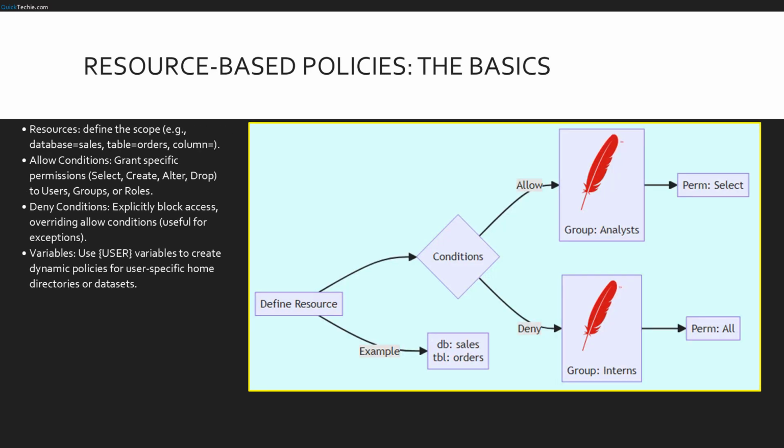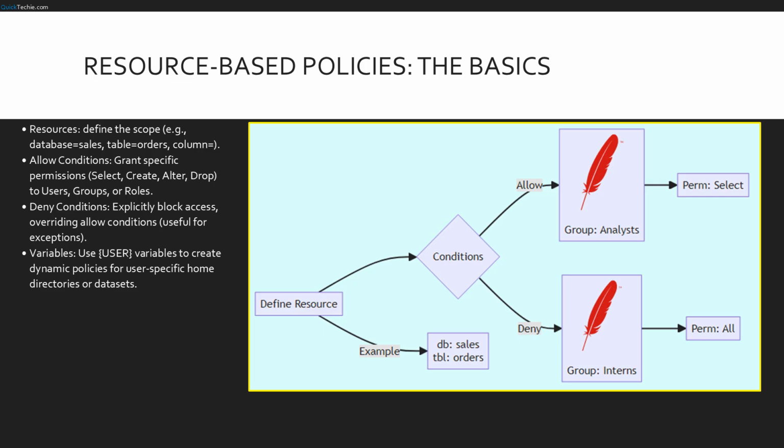The most common policy type you will configure is the resource-based policy. To create one, you first define the resource hierarchy for a SQL engine. This means selecting the database, table, and column. Next, you define the allow conditions. Here, you map specific permissions like select or create to your CDP users, groups, or roles. You can also set deny conditions to explicitly block access, which takes precedence over allows.